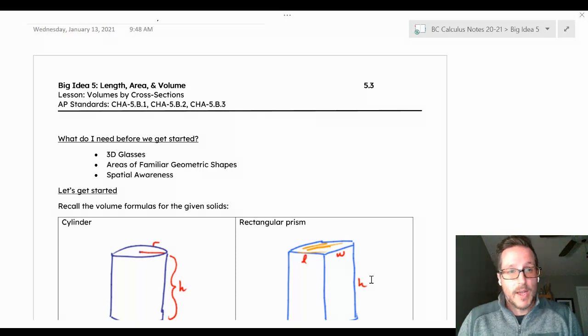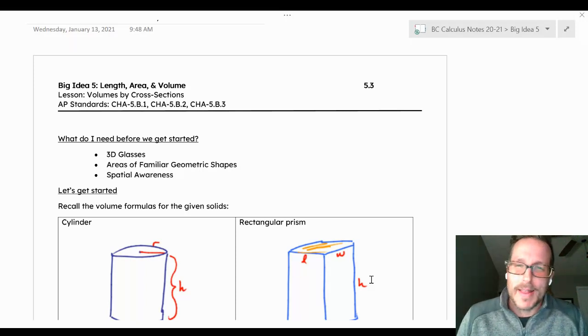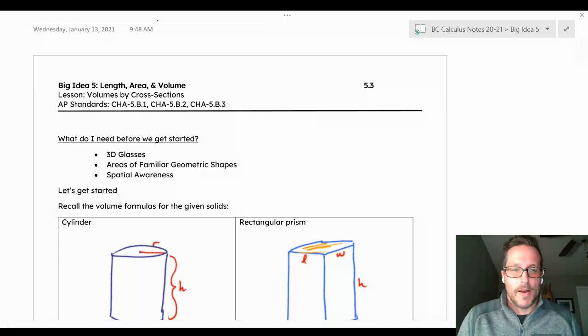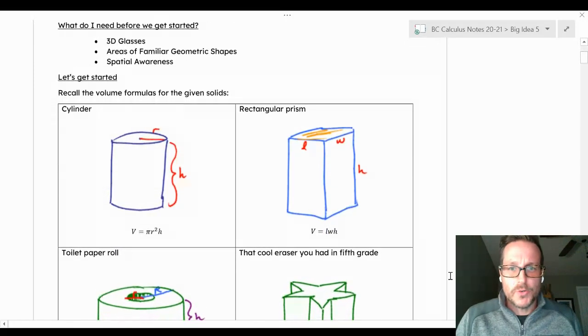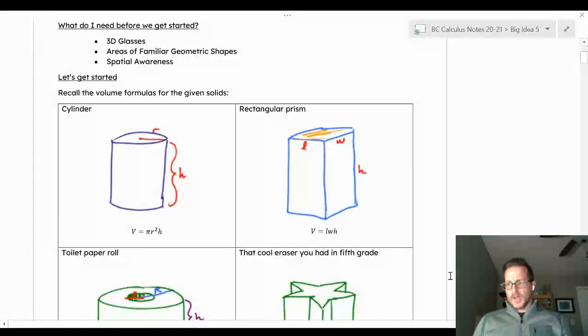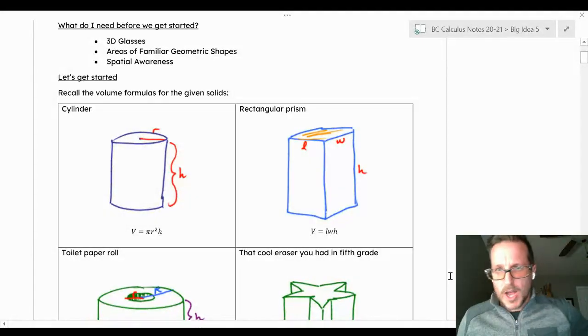And we're going to do that by looking at the cross sections of the solid. So you need to have good spatial awareness of what's going on. You need to remember your geometry formulas. That could definitely help out. You don't need 3D glasses. That's me being goofy.